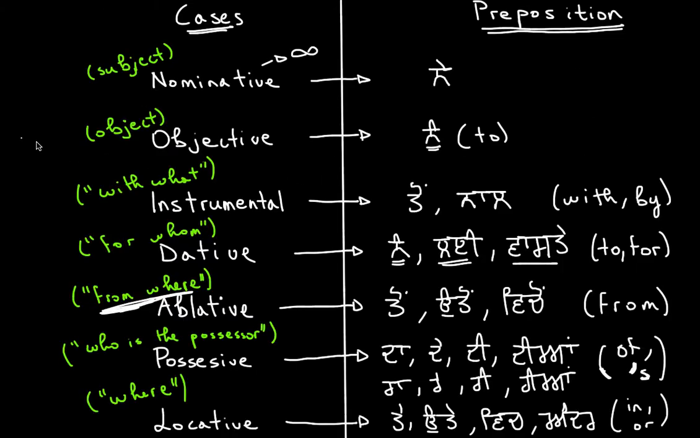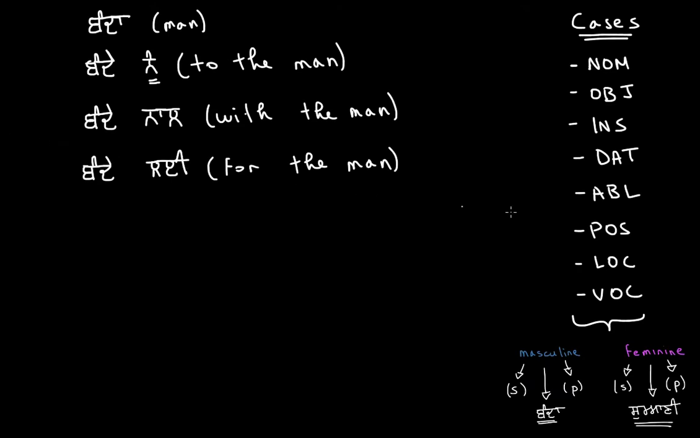And where does lay come from? Lay comes from right over here. You see it right over here, in the dative case, again, for whom. The next case that we had was the ablative case, which basically answered from who. So bande ton, from the man.